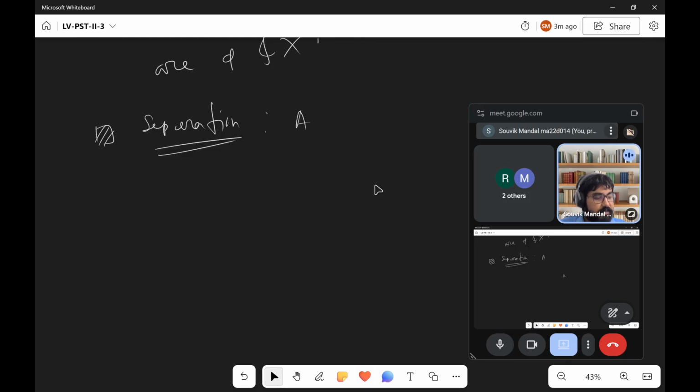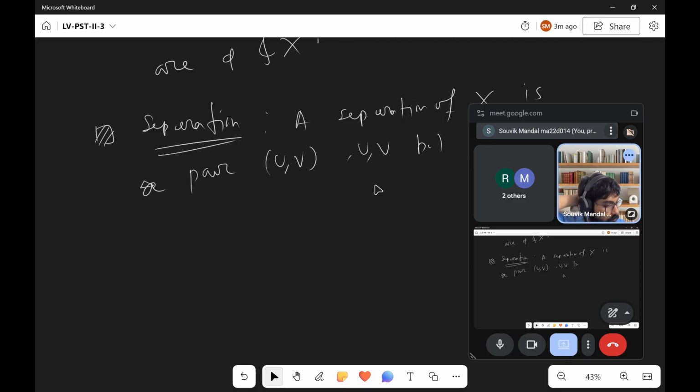So the definition: a separation of X is a pair U, V, where U and V are both open and closed in X, such that their intersection is empty. So the separation of X is a pair U and V where U and V are both open and closed and the intersection is empty.